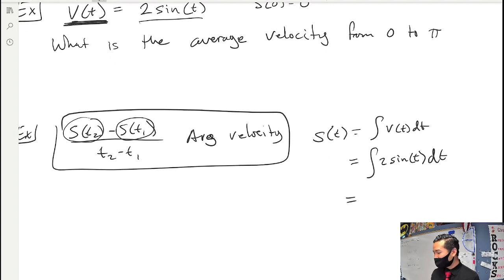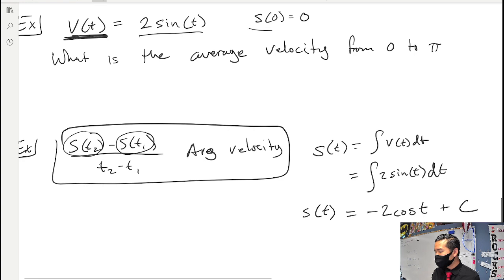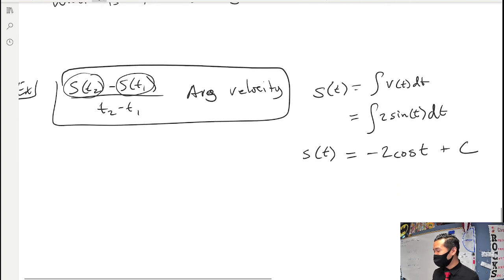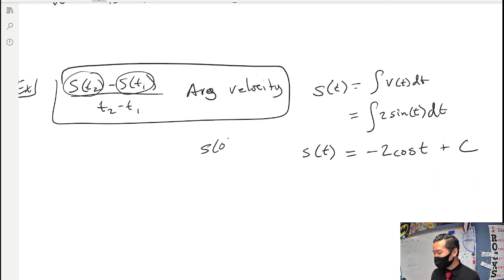First of all, what's the integral of 2 sine t? Negative cosine. Negative 2 cosine t plus c. This is my general position function. I still need to find out what c is, don't I? Yes, you do. So how do I find out what c is? What are my numbers here? 0 and 0. Where do those zeros go? x and y. What are my x and y in this problem? t and S of t. S of 0 is equal to 0.